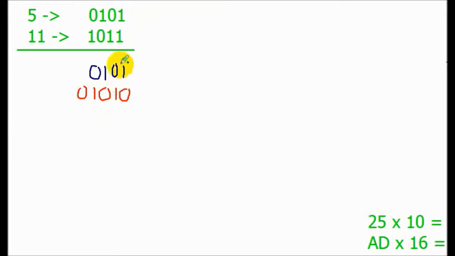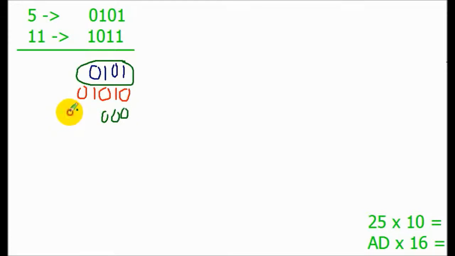Well, actually 3 zeros to put. We don't put 1 there, but 1, 2, 3, 3 zeros to put down. And now it's just a repeat of that entire top line again. So 0, 1, 0, 1, 0, 0, 0.